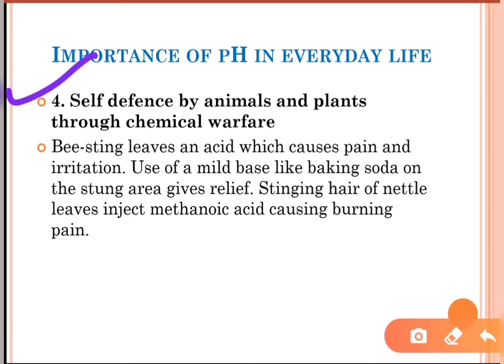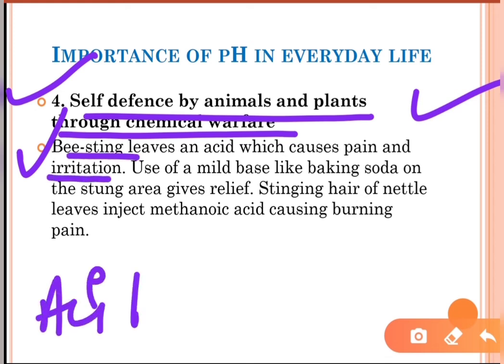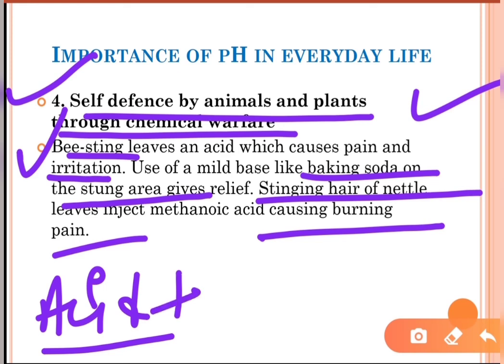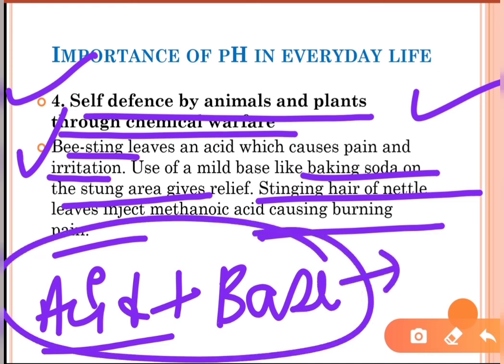Self-defense by animals and plants through chemical warfare. A bee sting leaves an acid which causes pain and irritation. Use of a mild base like baking soda on the stung area gives relief. Stinging hair of nettle leaves injects methanoic acid, causing burning and pain. To neutralize this methanoic acid, we use a base, that is baking soda. They react with each other and neutralize the effect of the acid, and that is why we get relief after applying baking soda on the stung area.